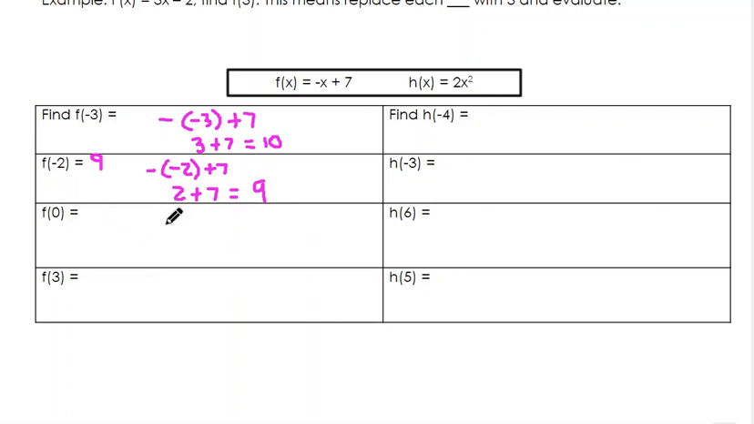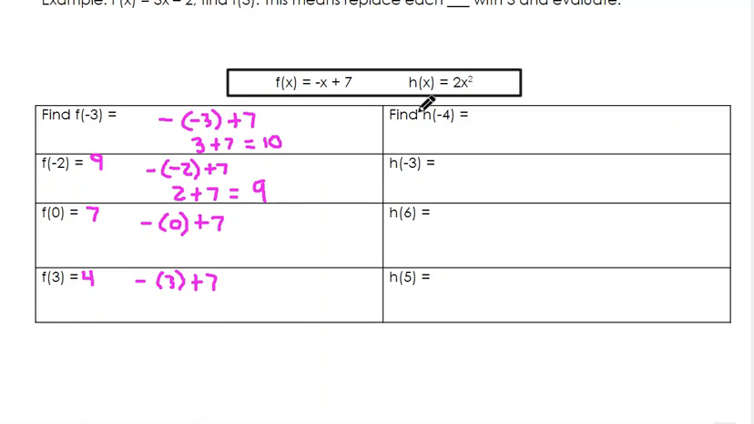All right, hopefully you paused the video and tried these on your own. This one says f of 0, so they replaced this x with 0. I'm going to plug in 0 for x. So that means it's negative 0 plus 7. Negative 0 is just still 0. 0 plus 7 is 7. The next one says f of 3, so I plug in 3 for my x. Negative 3 plus 7 gives me 4. So that's how we do that.